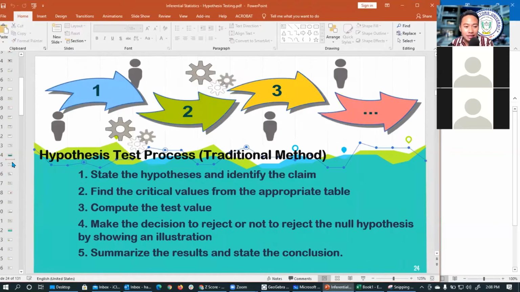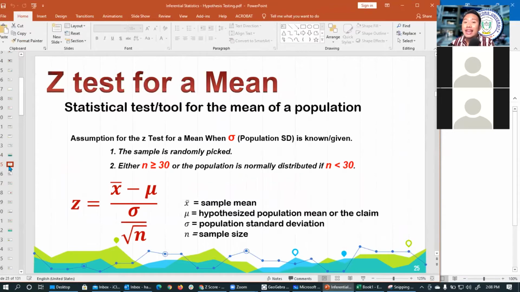Before I discuss one example, guys, let's talk about the first test statistic that we are going to be discussing. The first statistical treatment, or we call it statistical tool, or test statistic. Many names, but they mean the same thing. Z-test for a mean will be used. Be careful, this is important that you take note. Z-test for a mean, guys, will be used if and only if, first, the population standard deviation is given.